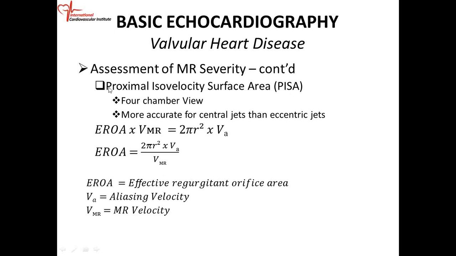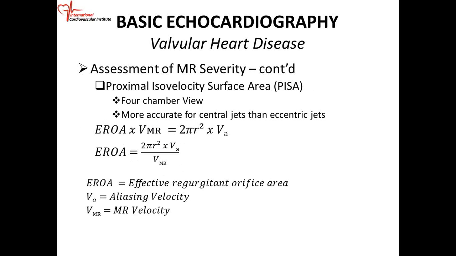You get your 4-chamber view. Again, the regurgitant flow, EROA times the mitral velocity, is equal to the flow at PISA. The area of a hemisphere is 2 pi r squared, times the Aliasing velocity. If you rearrange the equation, you get the EROA equal to this. Effective regurgitant orifice area: that's the area through which the regurgitation is occurring.